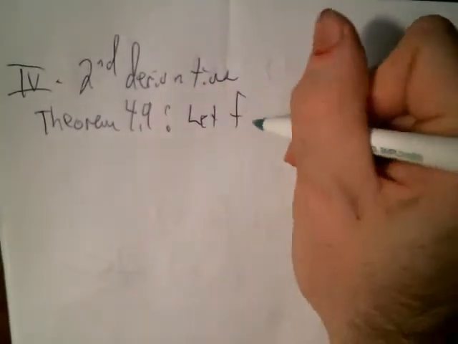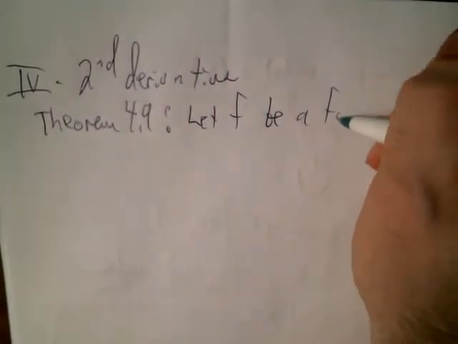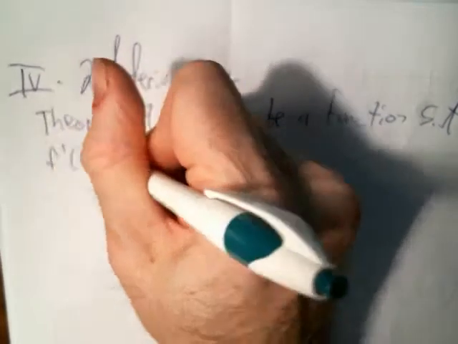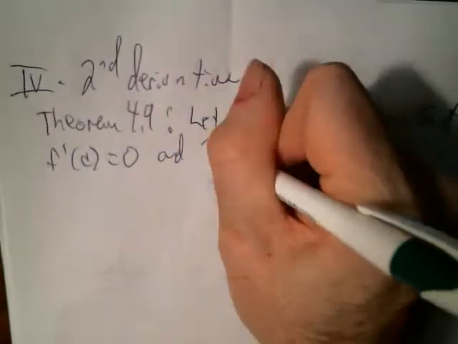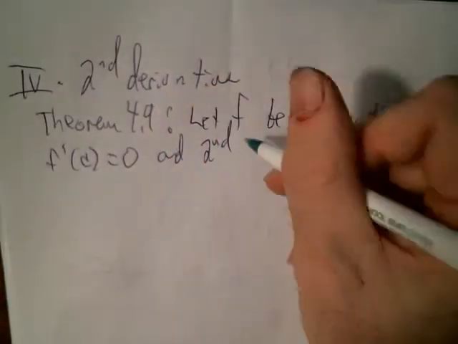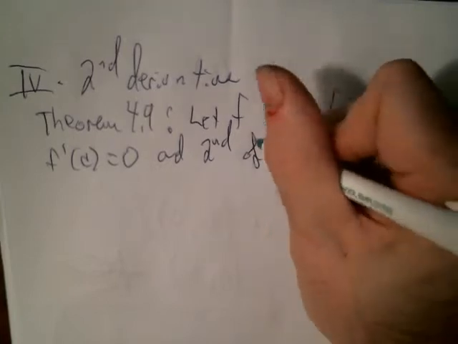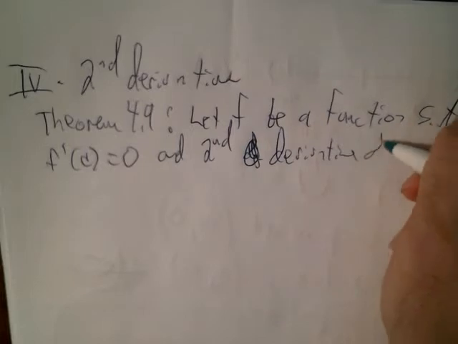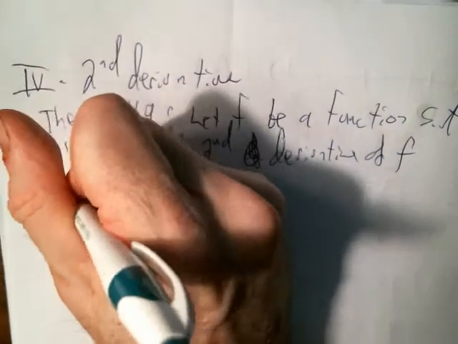Let f be a function such that f prime of c is equal to 0, and the second derivative of f exists on an open interval containing c.